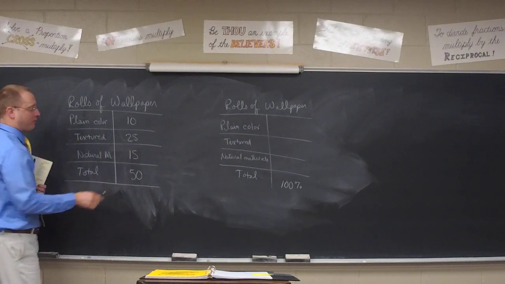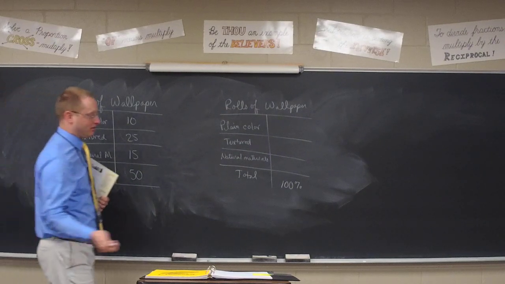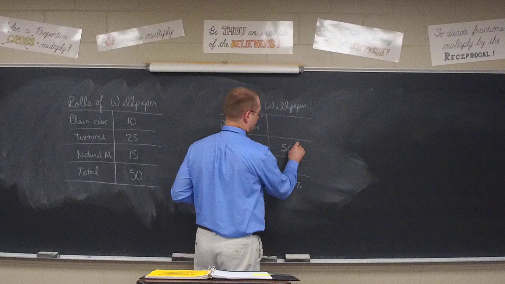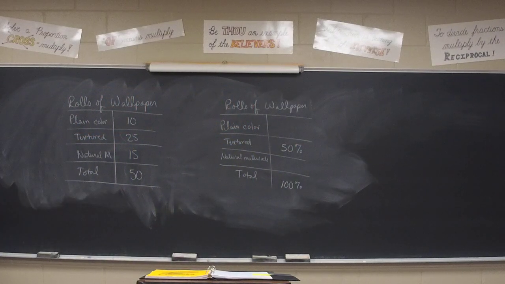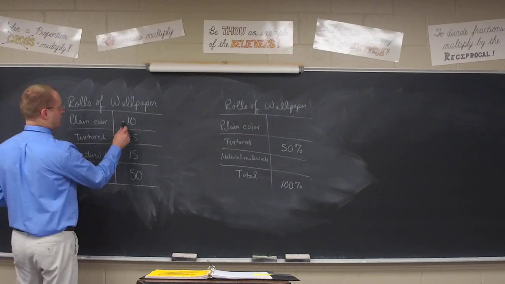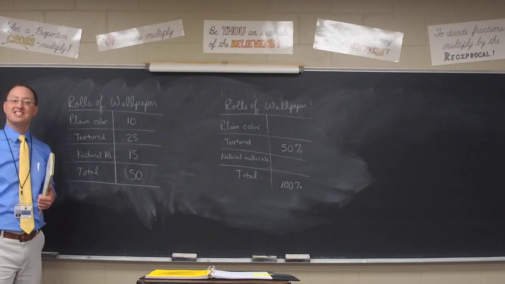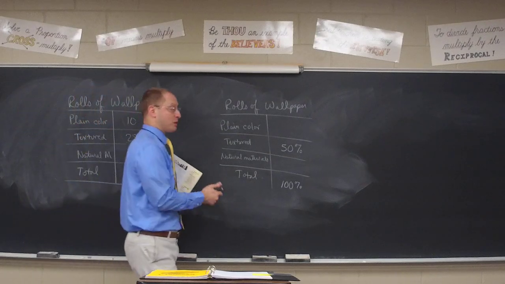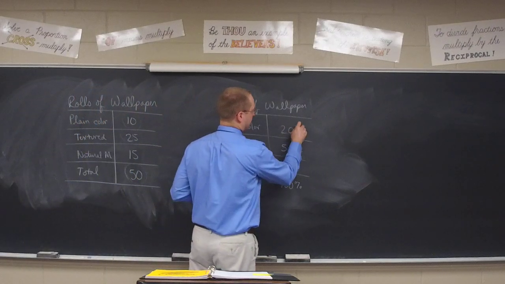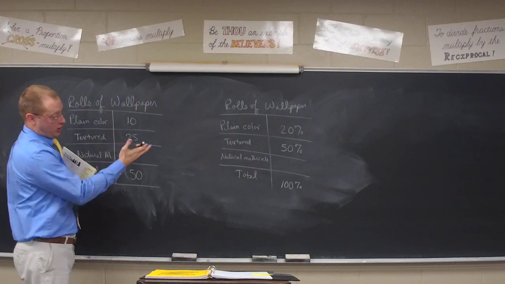Because, class, what fraction is textured? Half. And so what percent is that? 50%. Or 0.5 if you just really don't want to put a percent. Anyway. Plain color. That's not too bad, because if I make a fraction, 10 over 50, that reduces to 1/5, which is what decimal? 0.2, which you could put that, or if we're putting percents, we could put 20%. And I usually cheat on the last one.